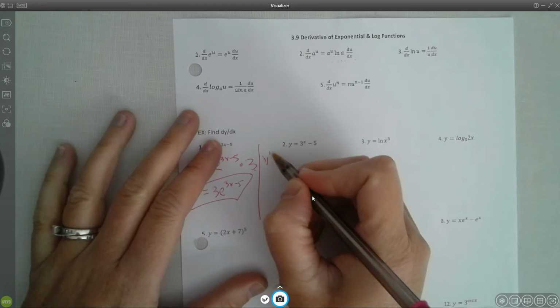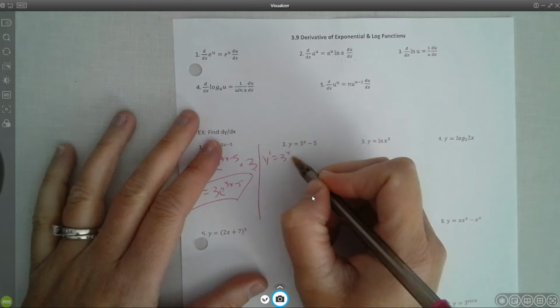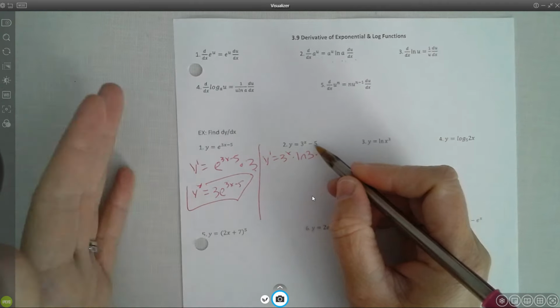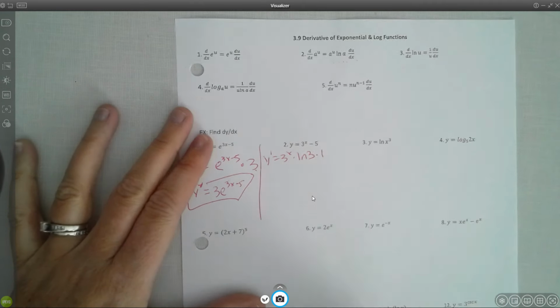So for number 2, rewrite what I see times ln of my base times the derivative of my exponent. Then you have minus the derivative of 5, which is 0. So this right here would be your answer.